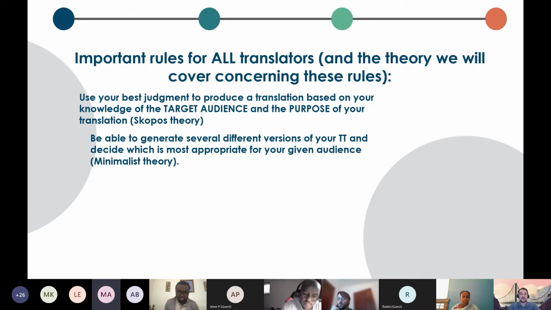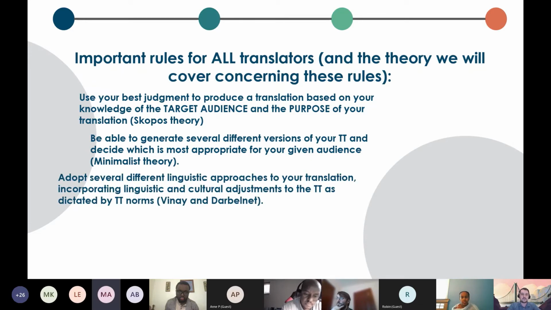We have to be able to generate several different versions of your target text and decide which is most appropriate for your given audience. Of course, there's a lot of overlap with theory, but this is something slightly different. We are not talking about, obviously, making a bunch of target texts, but while you are translating, maybe thinking about different words, different ways of wording something, different ways of conveying ideas, and deciding which is most appropriate.